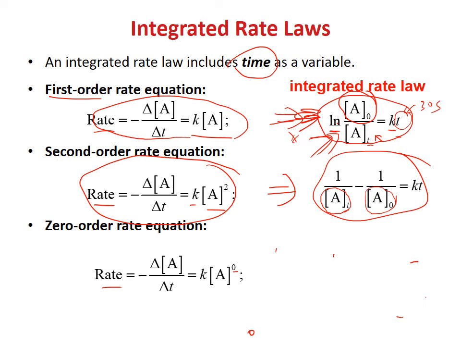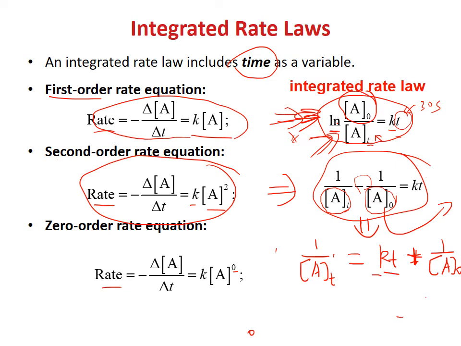Again, if you want to calculate the concentration after 30 seconds, you can move this to the right side. So 1 over AT equals, the negative sign becomes positive, KT plus 1 over A naught. So plug in time, K, and initial concentration, then you can calculate the concentration at a certain time. So that's the second order reaction.